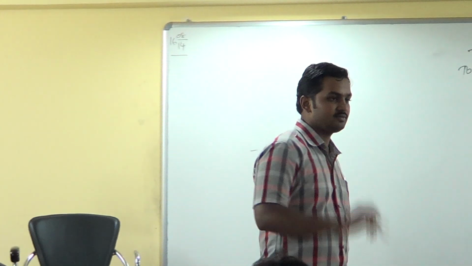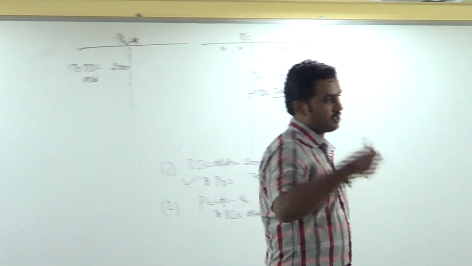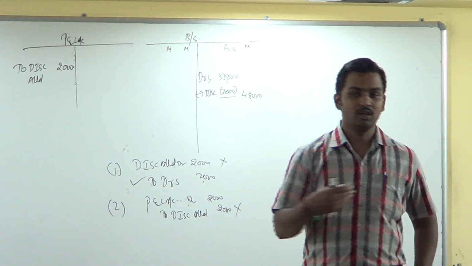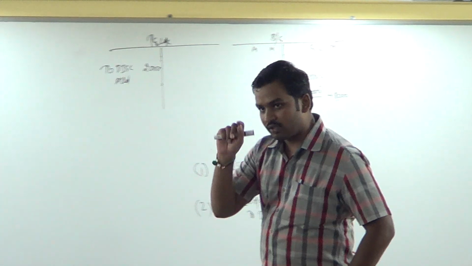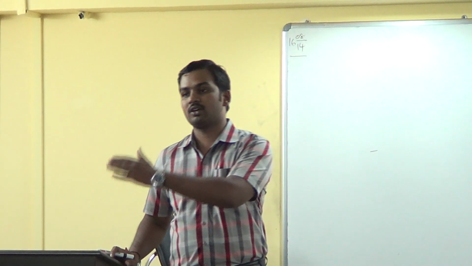How are you going to deal with it? Debtors will be shown in the balance sheet, asset side, inner column 1 lakh. Now we are required to allow the discount. It is not already allowed. So what are the entries you have to pass? First entry: discount allowed account debtor to debtors 1000. Then the second entry to close discount allowed: P&L account debtor to discount allowed 1000.